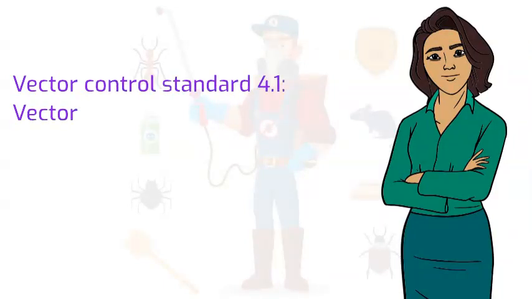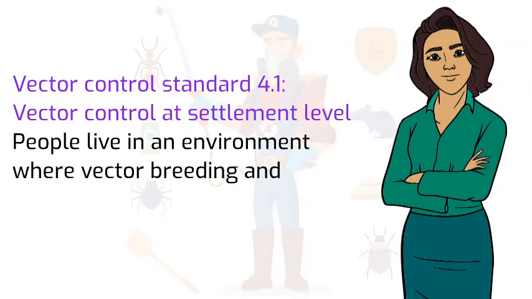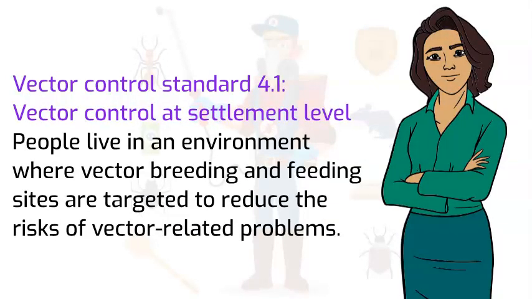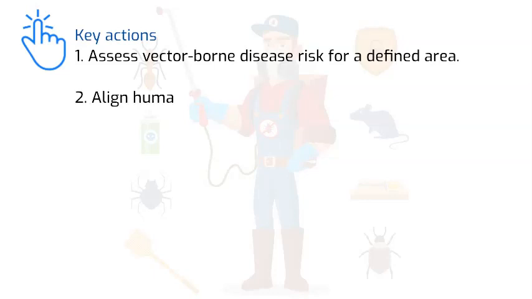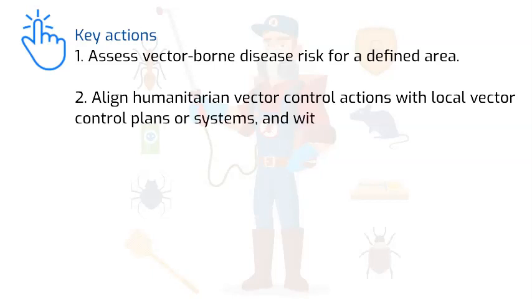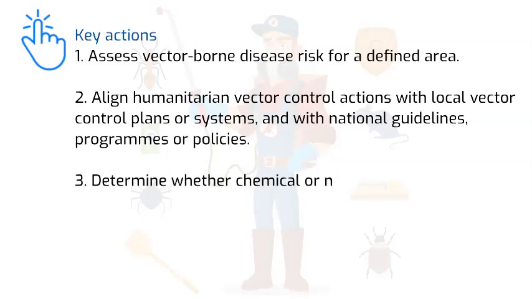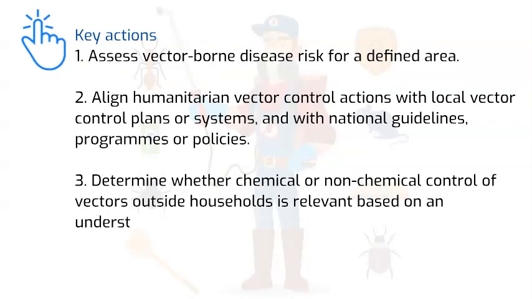Vector Control Standard 4.1. Vector control at settlement level. People live in an environment where vector breeding and feeding sites are targeted to reduce the risks of vector-related problems. Key actions. 1. Assess vector-borne disease risk for a defined area. 2. Align humanitarian vector control actions with local vector control plans or systems, and with national guidelines, programs, or policies. 3. Determine whether chemical or non-chemical control of vectors outside households is relevant based on an understanding of vector life cycles.